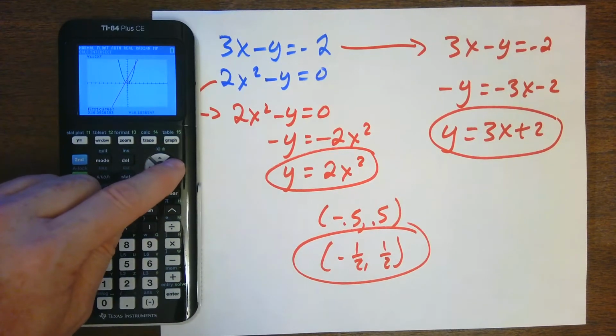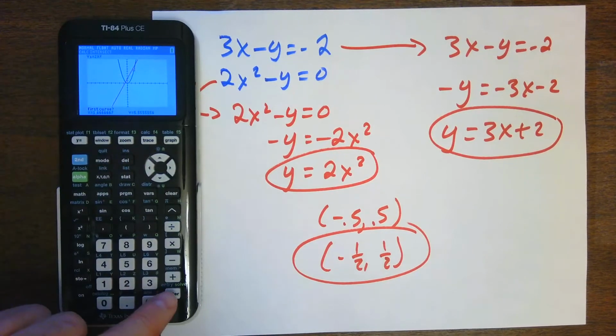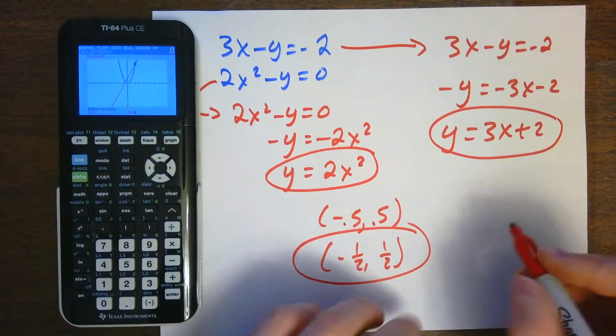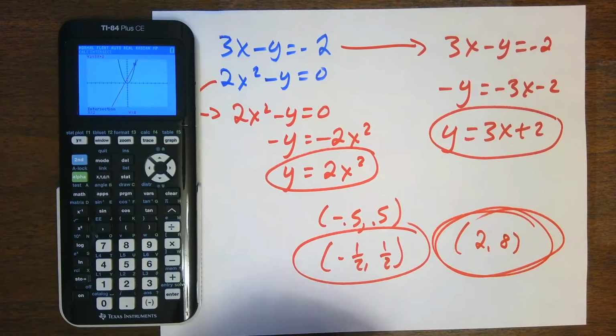And this time I want to drop my pins just to the left of this other point of intersection I'm interested in. I've got it just to the left of the intersection. Hit enter, hit enter, hit enter. And it tells me the point 2, 8. So the calculator found the exact same 2 points we did. Of course, the calculator did it much faster and quicker and easier.